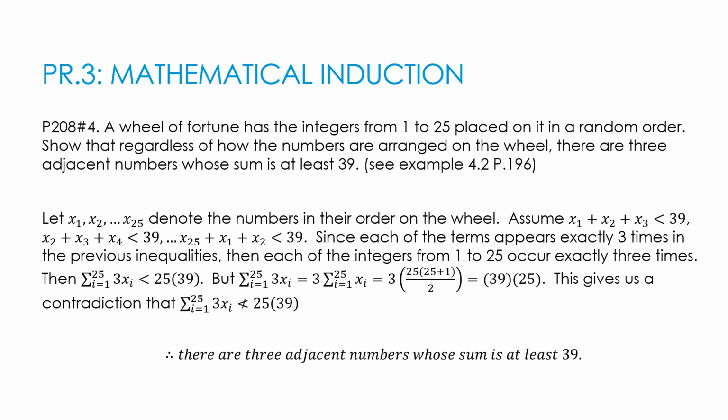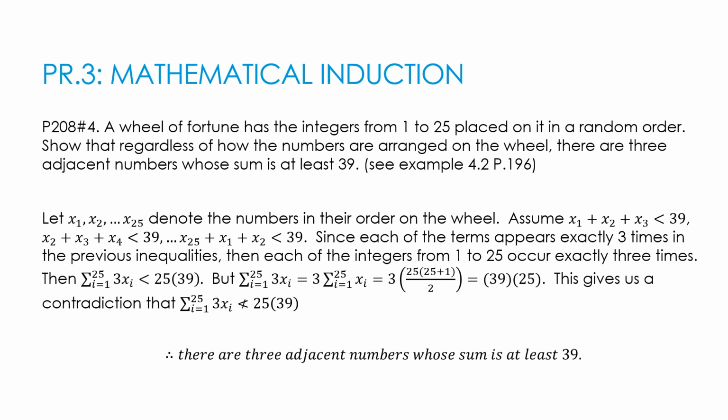So we're going to say x1, x2, etc. all the way to x25 denote the numbers in their order on the wheel. Note that x1 is not equal to 1 and x2 is not equal to 2. We're just saying those numbers are the numbers on the wheel. We're going to assume that x1, x2, x3, which are the first three numbers on the wheel, sum to less than 39. That x2, x3, and x4 are less than 39, etc., etc. Any three that are next to each other are less than 39. With me? So essentially I'm saying it's not true.